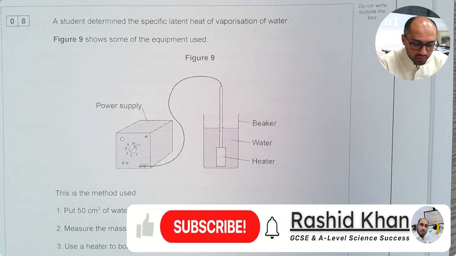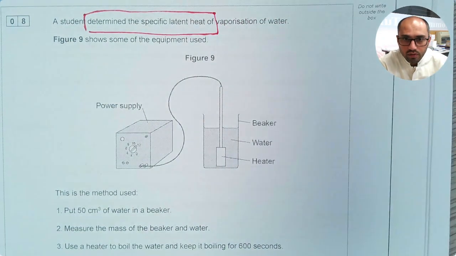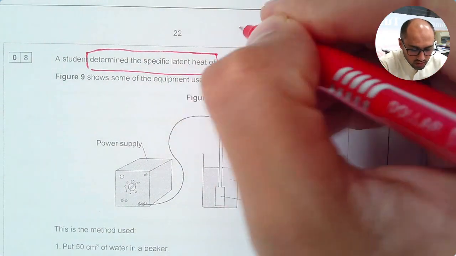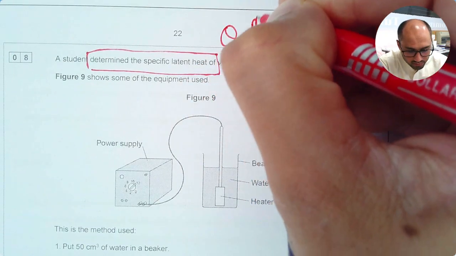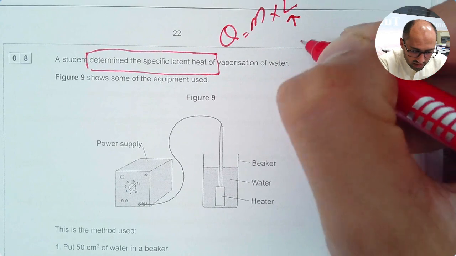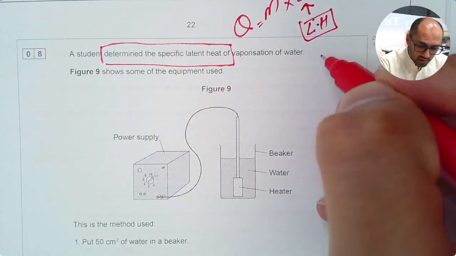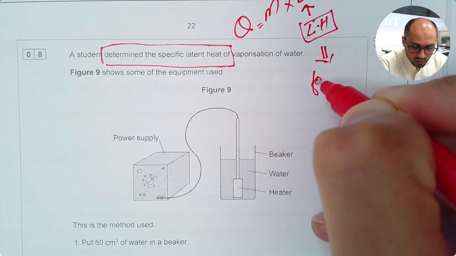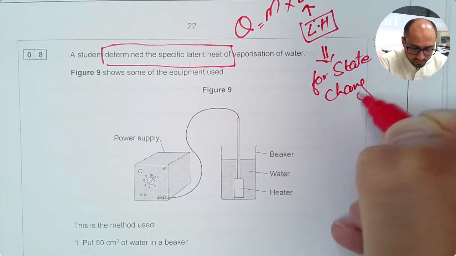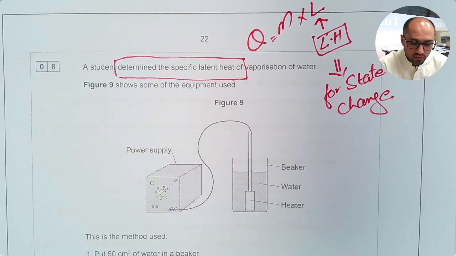Question 8 is about determining specific latent heat of vaporization. So remind yourself that there's an equation for specific latent heat, and that equation is Q equals M times L, where L is the latent heat. One more thing that you will need to remember is that because this is latent heat, it is for state change, so the temperature will remain constant in this case. So here it says figure 9 shows some of the equipment used.